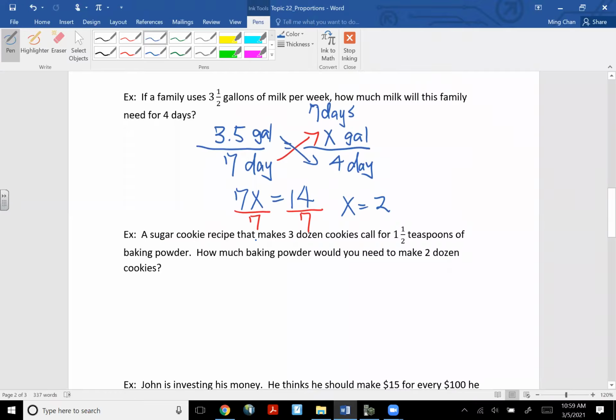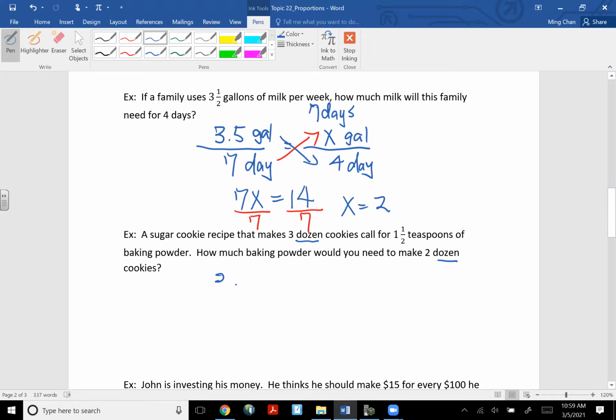A sugar cookie recipe that makes 3 dozen cookies call for 1.5 teaspoons of baking powder. So the rate is 3 dozen cookies for 1.5 teaspoon of baking powder. Okay, so 3 dozen, each dozen is 12. So times by 3, so that will be 36 cookies. You can do it that way, or you can just say, okay, this is using dozens, the other one's using dozens, so we can just use dozens for our units. Therefore, we don't have to do any conversion.